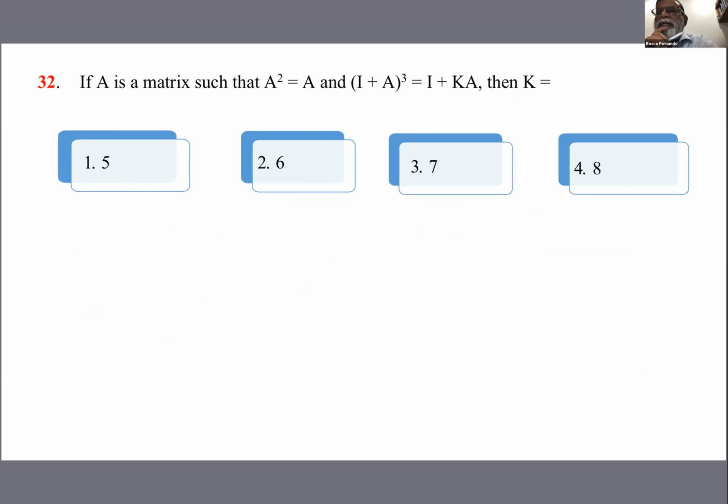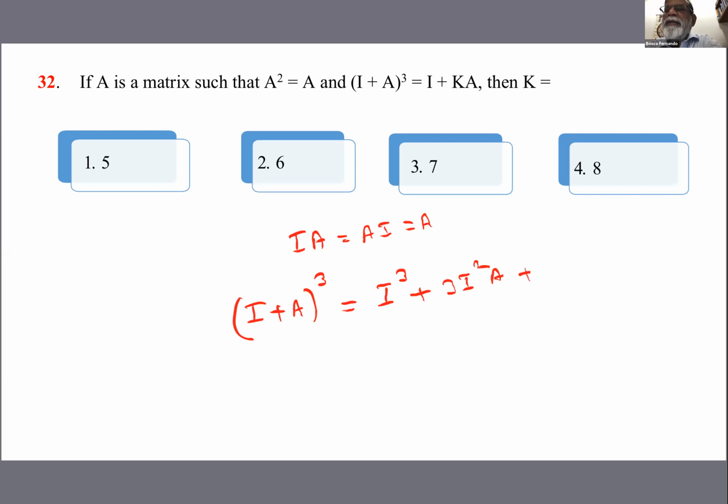Look at this one. A squared is A. I is a matrix that commutes with A, and it is equal to A only. So when two matrices commute, A plus B whole squared, A plus B whole cube, all these things are the same as for numbers. So I plus A whole cube is I cube plus 3I squared into A, plus 3I into A squared, plus A cube. So it behaves like our number algebra because it is commuting.